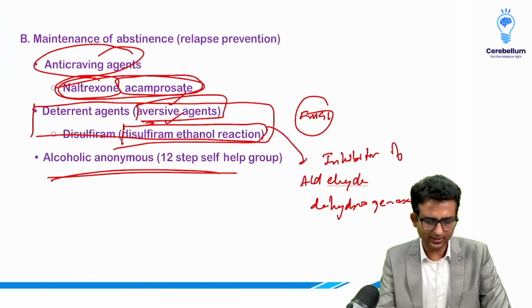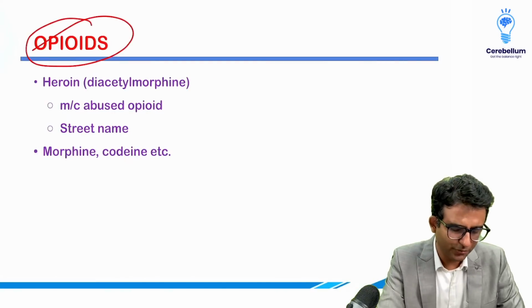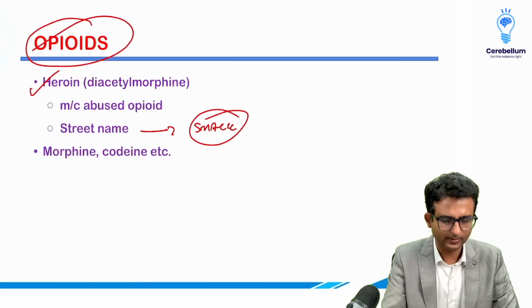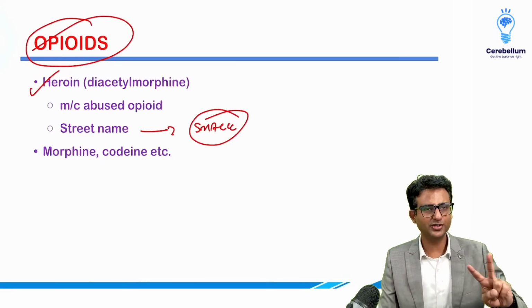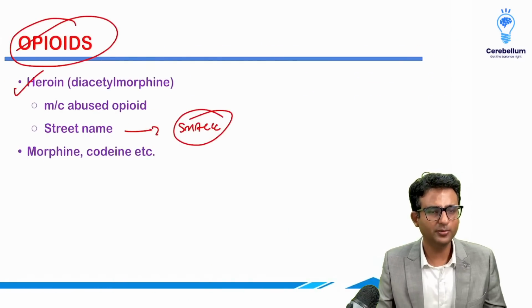When do we give naloxone, we will see in the next slide. Opioids. The most commonly abused opioid is heroin. Street name is smack. About opioids, two questions are important. First of all, which is the most commonly abused opioid.